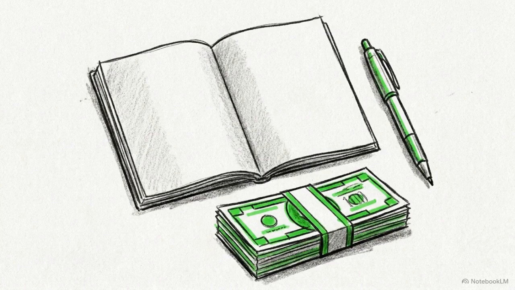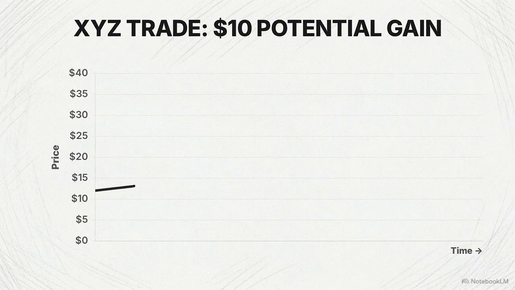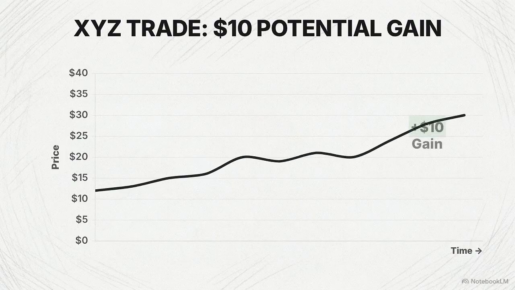Before putting a single dollar on the line, you need to establish two firm numbers: a concrete entry price and a projected target price where you plan to take profits. This chart shows a hypothetical trade setup for XYZ company. We will set our entry line here at $20 per share and our target profit up at $30. If the stock hits our target, we make a gross gain of $10 per share.